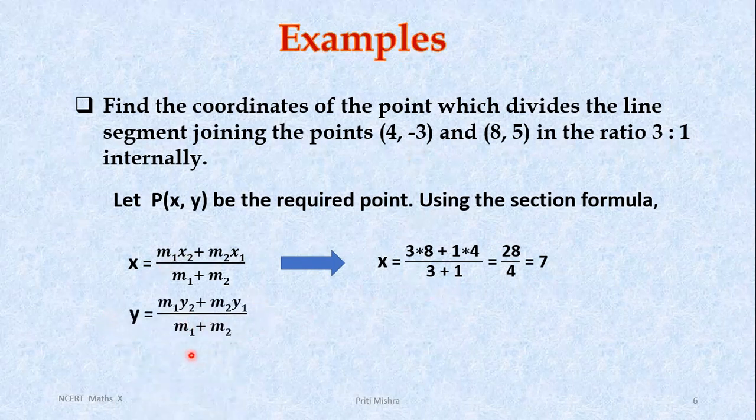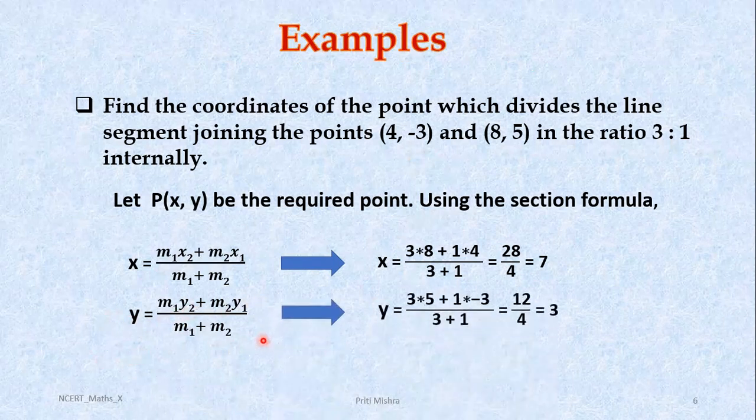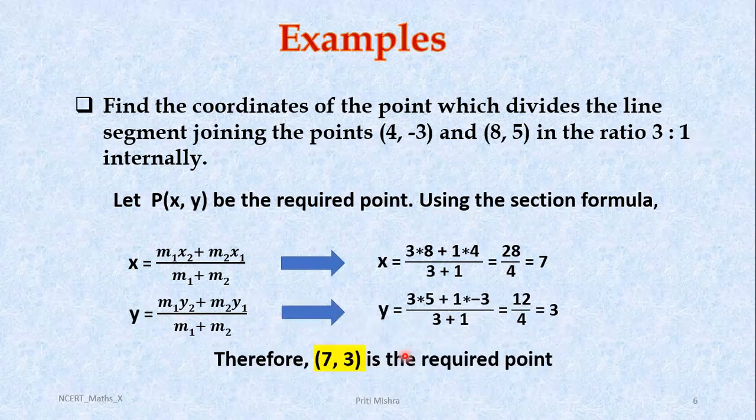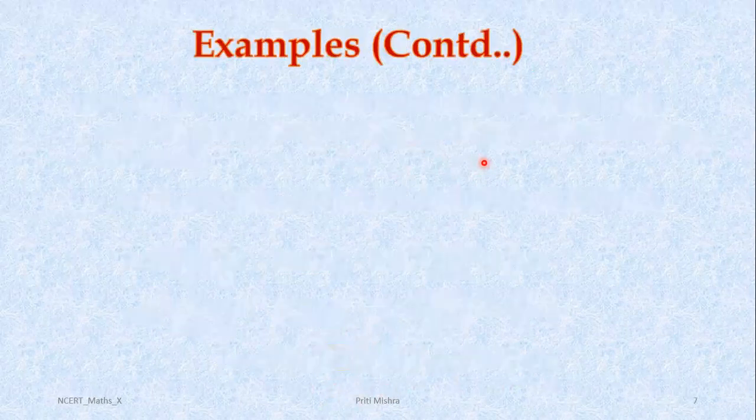The section formula gives us y equals (m1 y2 + m2 y1) upon (m1 + m2). After putting these values from the question, we get 12 upon 4, that is, the value of y is 3. It means the point (7, 3) is the required point about which the question is asking. So this is the answer.